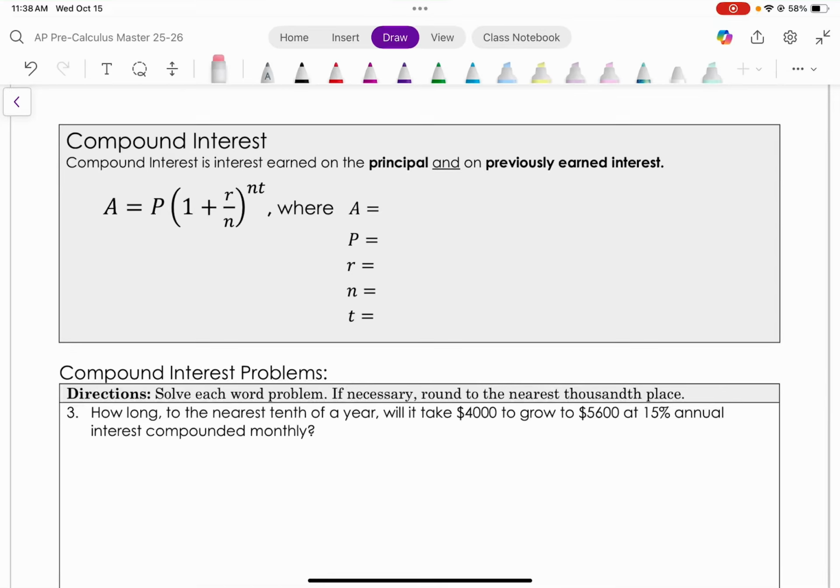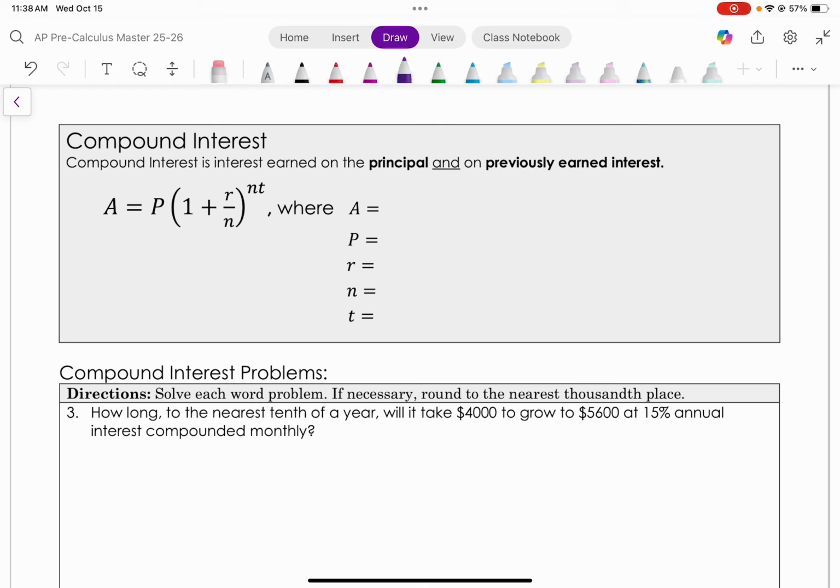All right, hi everyone. We're going to go over the last formula you'll need to know from this set of notes. So today we're going to talk about the compound interest formula. This allows interest to be on the principal and on previously earned interest. And this is how a bank would actually look at how you're getting interest in a bank account.